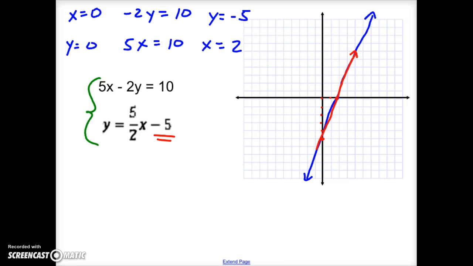Now it's looking a little straighter. But as we can see, the two lines are overlapping. This would be a consistent and dependent case because every point on the one line is also on the other line.